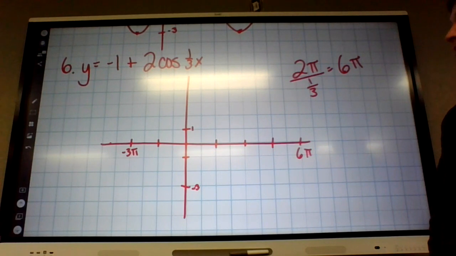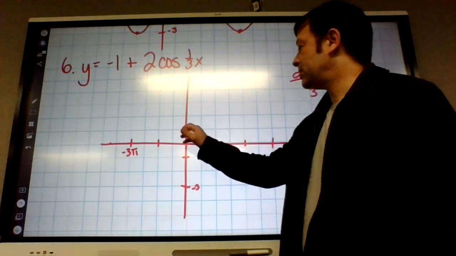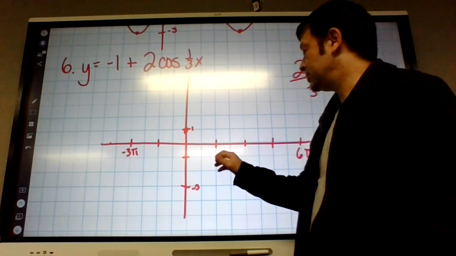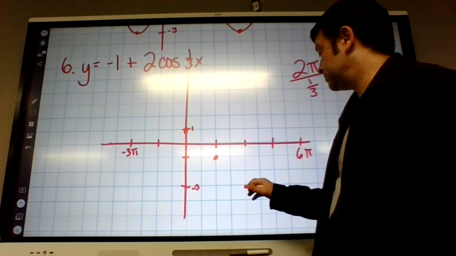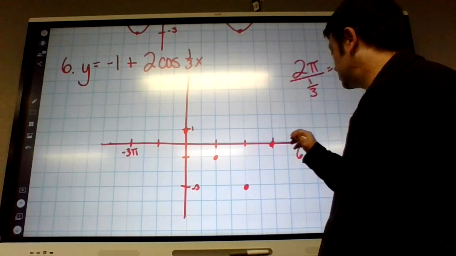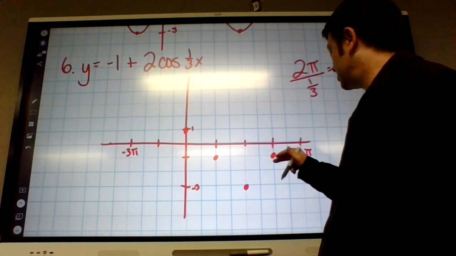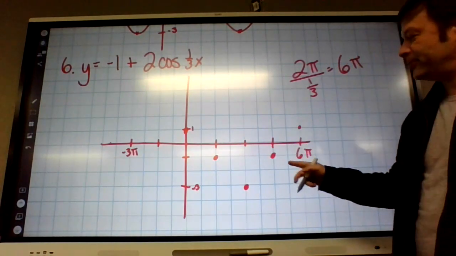Alright, where does cosine start at? It's at the top. So top, middle, bottom, middle. Whoops, I missed the middle. Top. Remember that the middle is at -1.